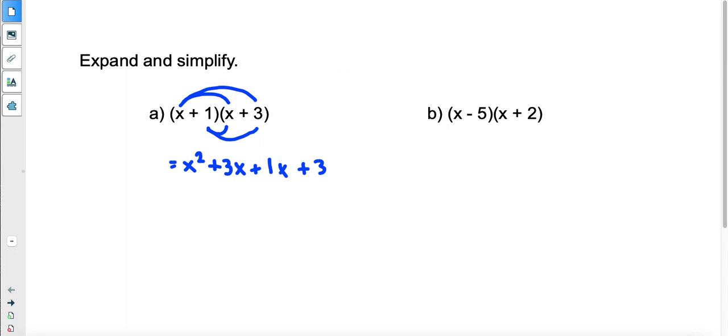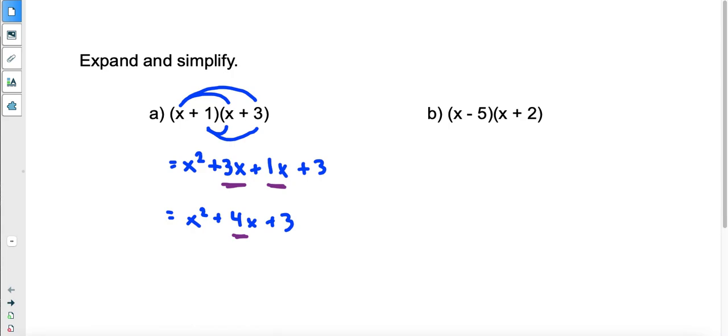And we can simplify this, right? Because you'll notice 3x plus 1x is just 4x. So my answer here is x squared plus 4x plus 3.